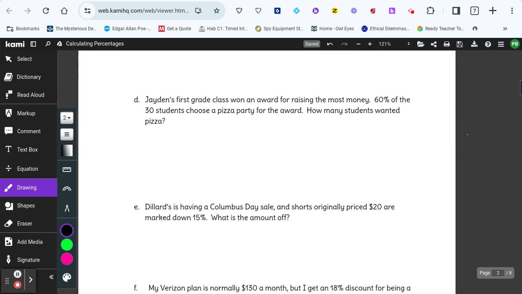And let's look at D. It says Jaden's first grade class won an award for raising the most money. 60% of the 30 students chose a pizza party for the award. So how many students wanted the pizza party? Well, it tells us what percentage of students wanted the pizza party. So 60% of the 30 students wanted the pizza party. So that's just a percentage, not the actual number.